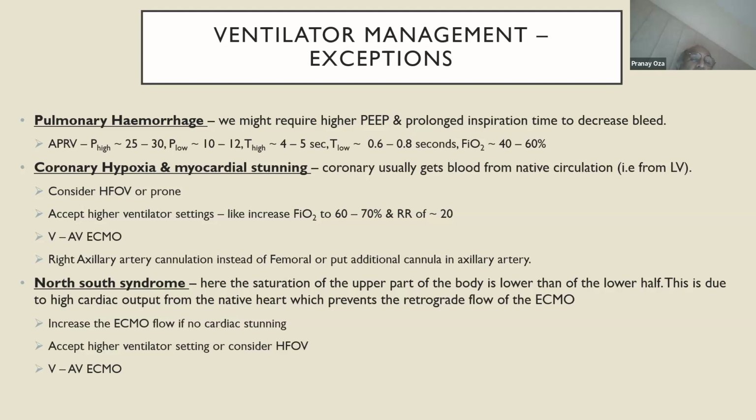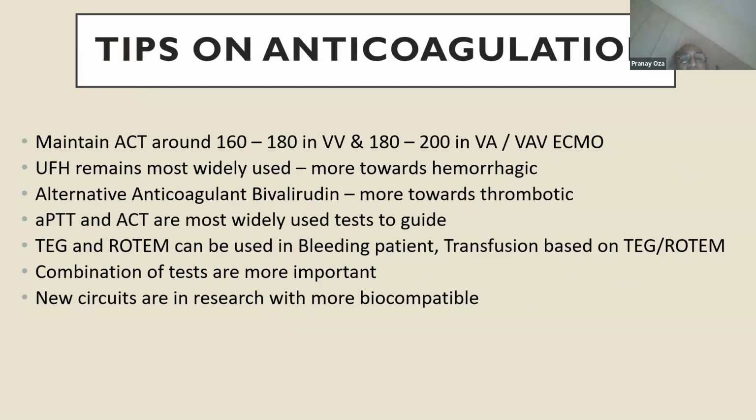There are certain exceptional situations where you might have to go a little higher on the ventilator settings, like in case of pulmonary hemorrhage, and in case of differential hypoxia. So you might have to go up a bit on the ventilator settings. In pulmonary hemorrhage, we prefer to go on a bi-level ventilator or APRV mode so that we can decrease the risk of bleeding.